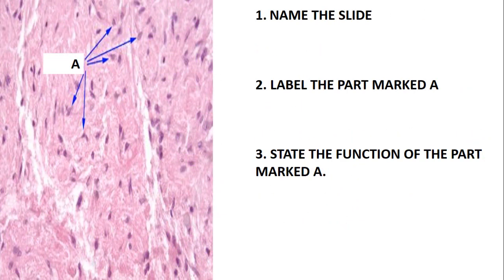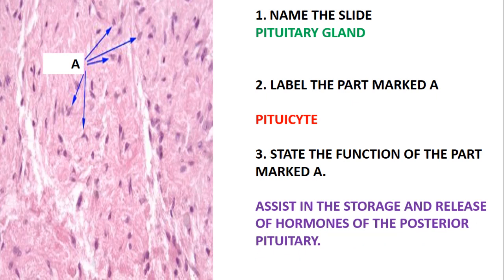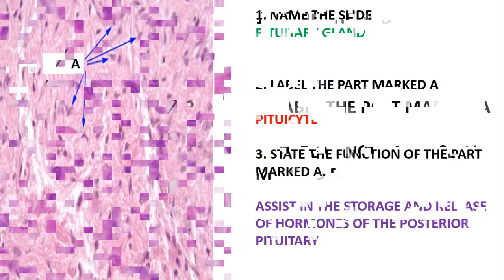Name the slide. If you look at this slide, it is just the pituitary gland. And then label the part marked A. These are just cells which are known as pituicytes. State the function of the part marked A. The function of the pituicyte is just to assist in the storage and release of hormones of the posterior pituitary gland. Remember, the pituitary gland is divided into the posterior and the anterior. I'm going to explain these parts in my next videos.